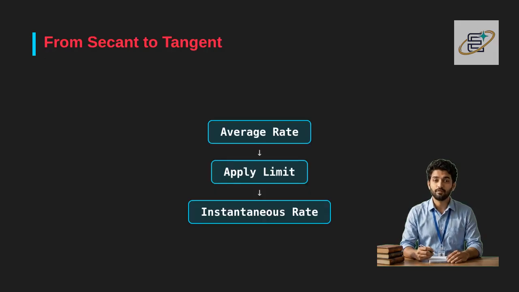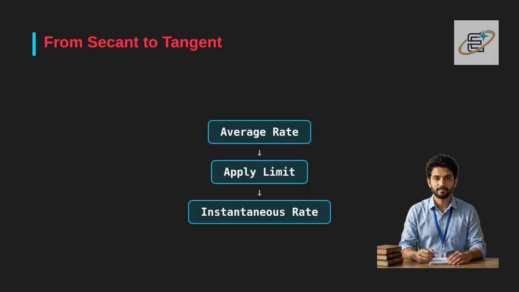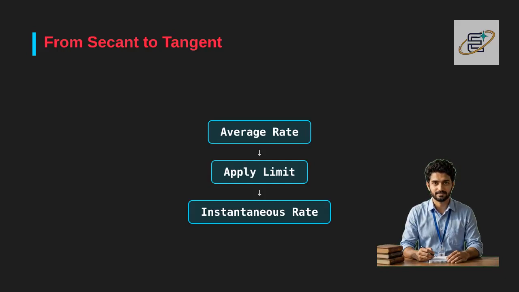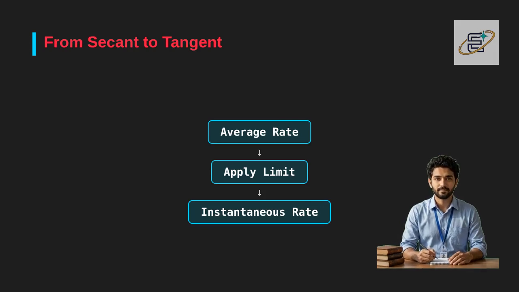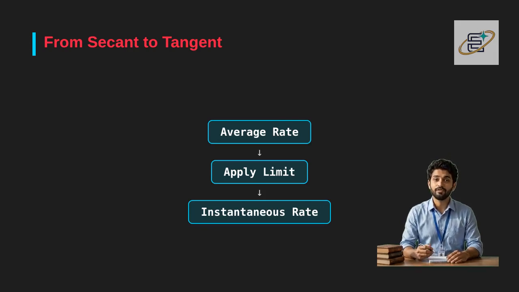So, how do limits help us find derivatives? Let's look at the conceptual flow of how a derivative is born. We start with a secant line. A secant line cuts through a curve at two distinct points. If you calculate the slope of this line, you get the average rate of change over that specific interval. Think of this as calculating your average speed during a road trip.